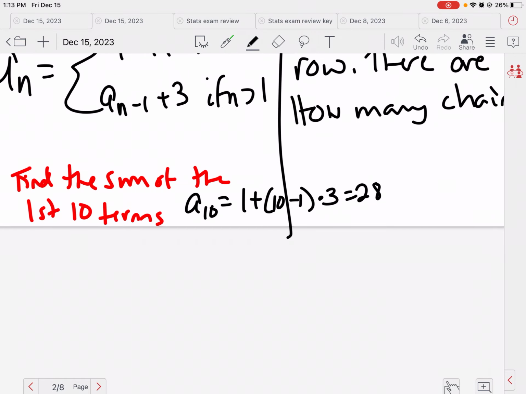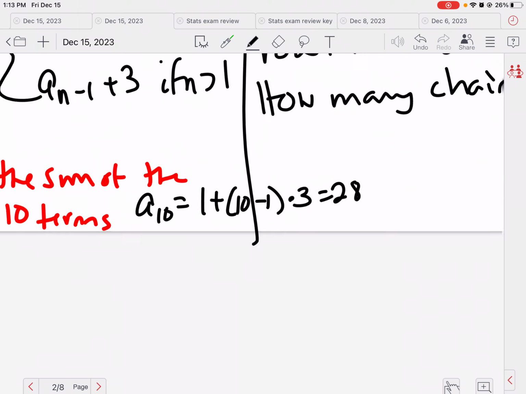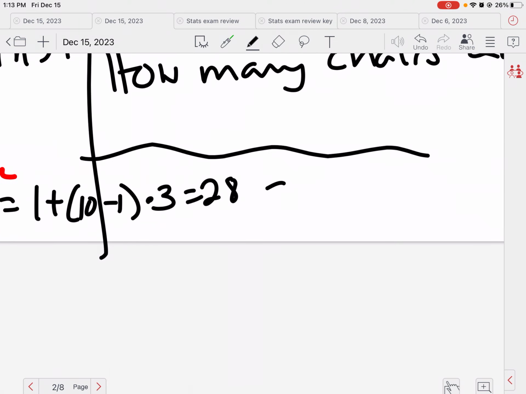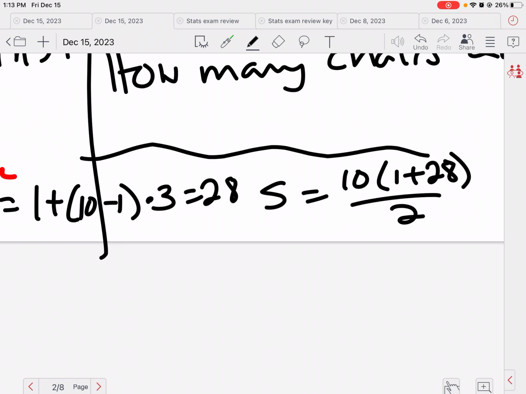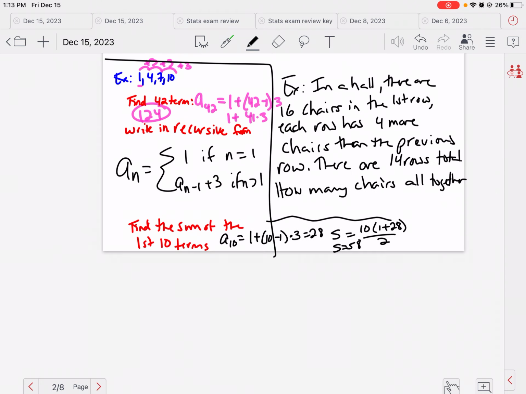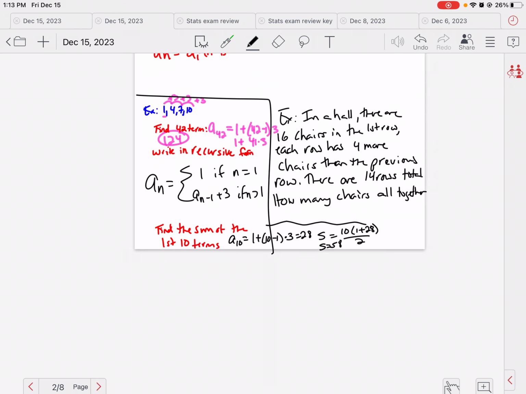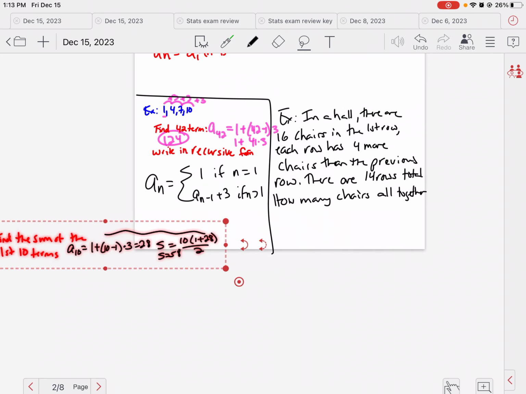Now, that's just the 10th term. They want us to add up all 10 terms. You could write them all out and figure it out, right? But if he wants you to show your work, then you need to actually do the sum formula. The sum formula is n times a sub 1, which we know is 1, plus 28, because that's the 10th term, all divided by 2. So 1 plus 28 times 10 divided by 2 is going to be 145. So if we were to add all those terms together, it would in fact equal 145. Okay? All right. Let's go into a more in-depth problem here.